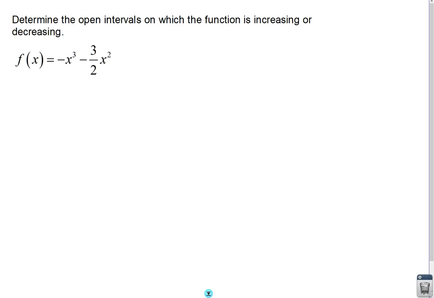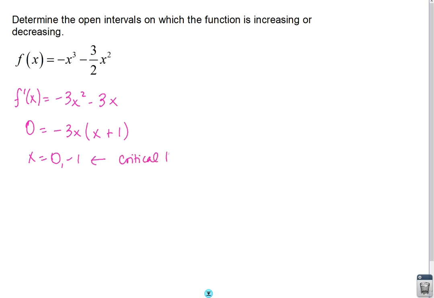Intervals of increasing, decreasing. So I'm going to start with my derivative, just like we did on the last problem. So f prime of x is -3x squared minus 3x. Set this equal to 0. I'm going to factor out -3x from both parts, so then I'm going to be left with x plus 1. So then x is equal to 0 and -1. That is where my derivative is equal to 0. Remember that means these are our critical numbers.